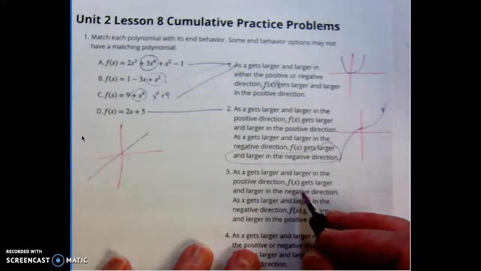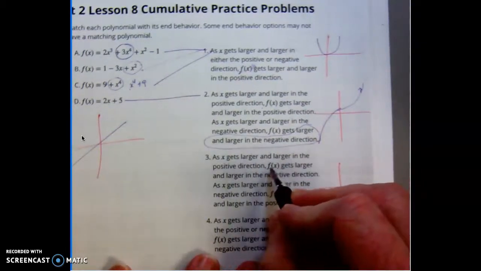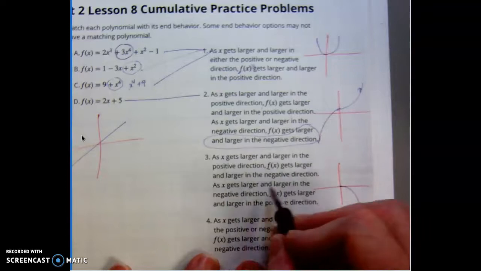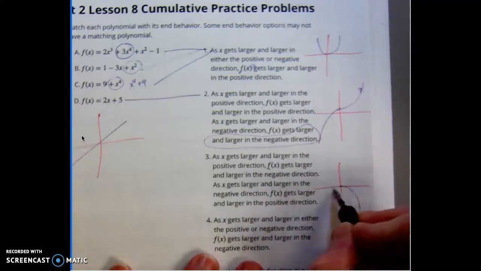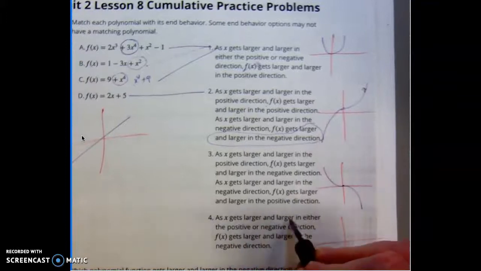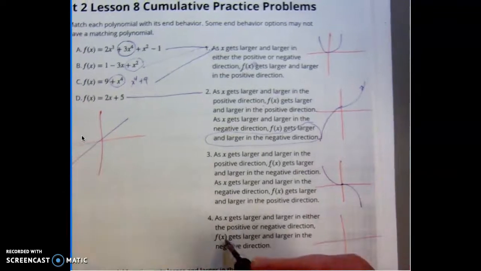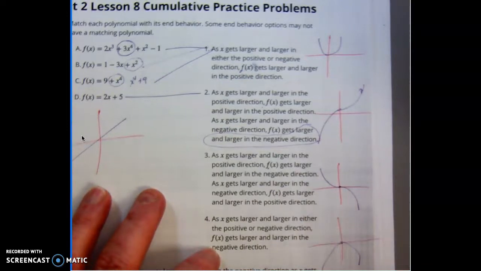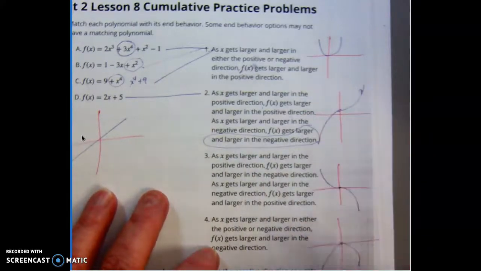Let's go ahead and interpret these other 2. So number 3 says, as x gets larger in the positive direction, f of x gets larger in the negative direction. So that one's going to go down on that side. As x gets larger in the negative direction, so as we come to the left, f of x gets larger in the positive direction. That's going to go up. Last one is x gets larger in either the positive or the negative direction, so going both ways from 0, f of x gets larger in the negative direction. That means it's going to go down both ways. Okay? All right, so I think that's kind of confusing verbiage there. But once we get a sketch, we're okay.